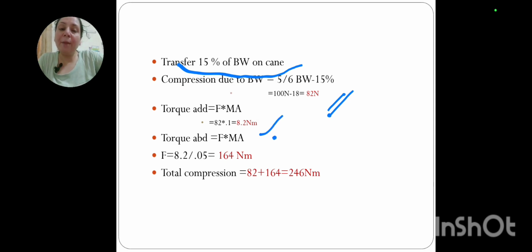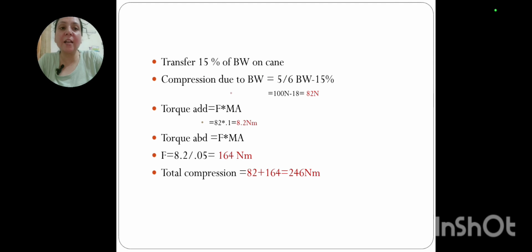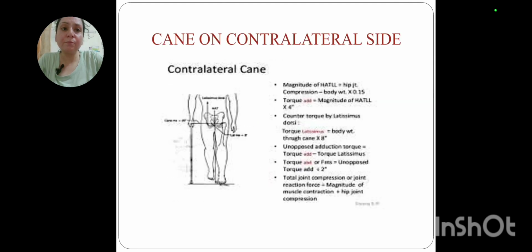And we know that the abductor torque is compensating for the adductor torque, so by this we have calculated the force acting by the contraction of the muscle, which is roundabout 164 Newton meter. So the total compression is 82, which is the weight of the body passing through, and 164 which is due to the contraction of the muscles. The total is 246 Newton meter joint compressional forces acting when the weight is on the ipsilateral cane.